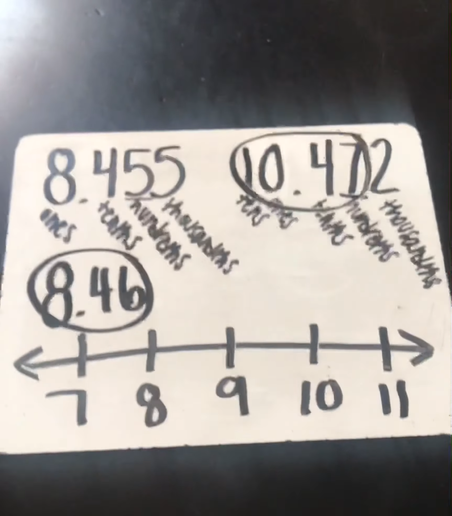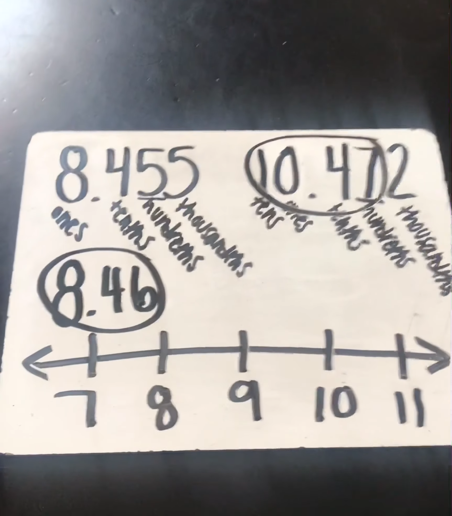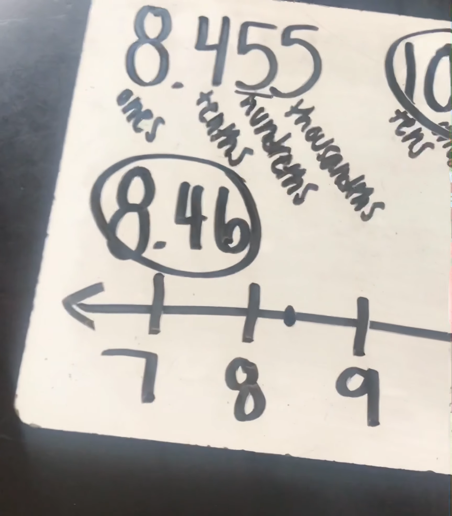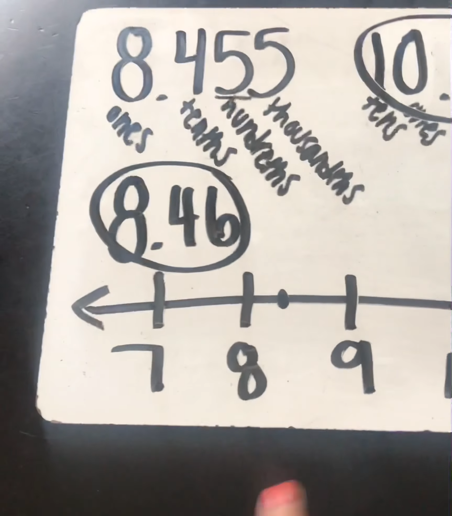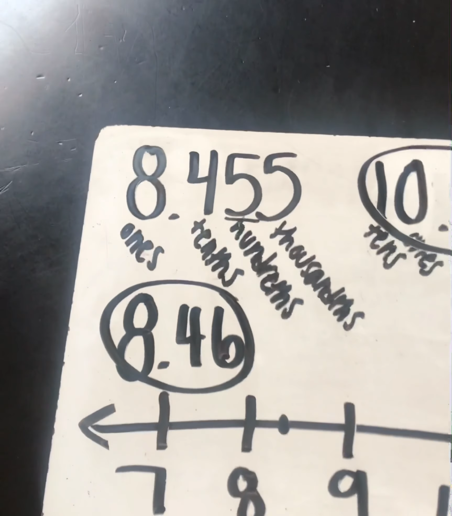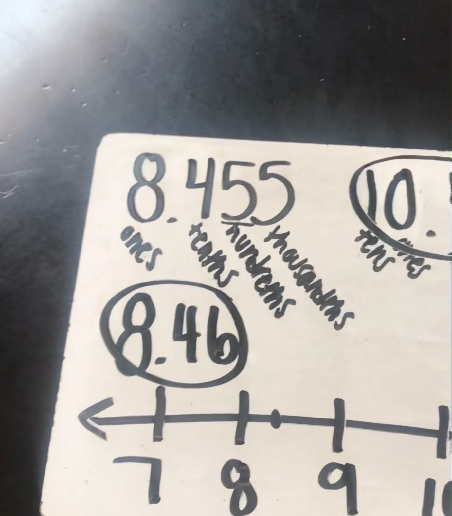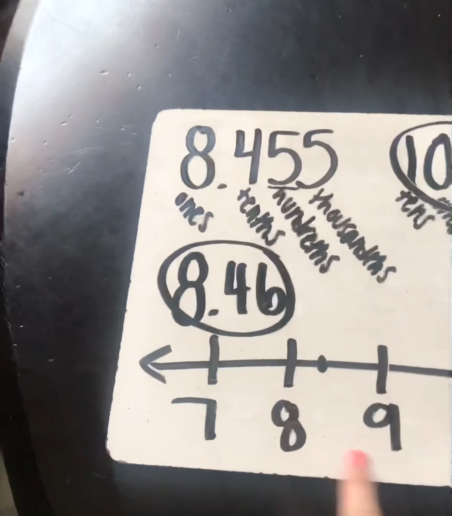If we were to compare these on a number line, 8 and 46 hundredths would fall just a little bit behind the halfway point of 8 and 9, because remember 8 and 5 tenths or 8.5 would be right in the middle. So it's really, really close to being right in the middle of 8 and 9.